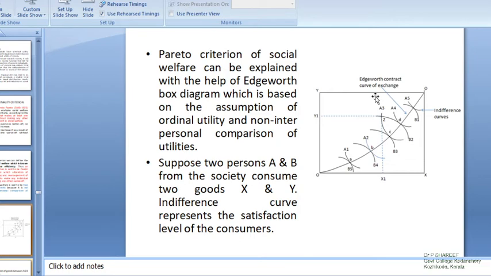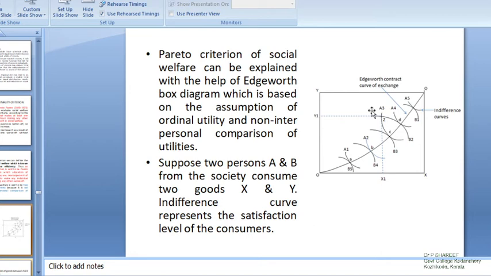We can notice that every point on the Edgeworth contract curve represents Pareto efficient points, and the points outside the contract curve represent inefficient points. For example, the point Z is an outside point to the contract curve where two indifference curves A3 and B2 intersect. That is, the slopes of the indifference curves are not equal.